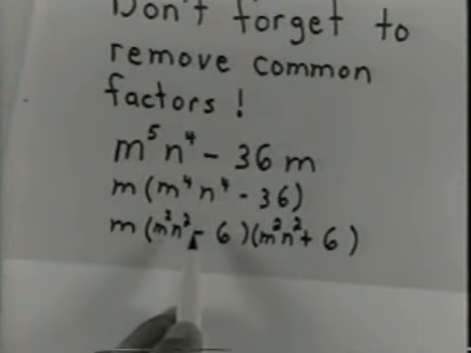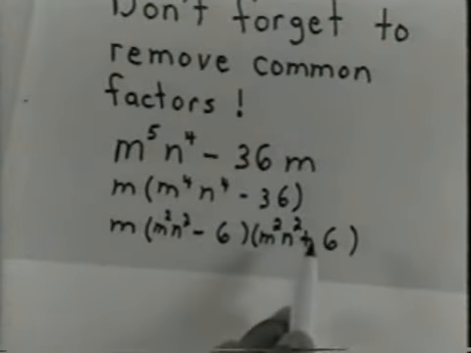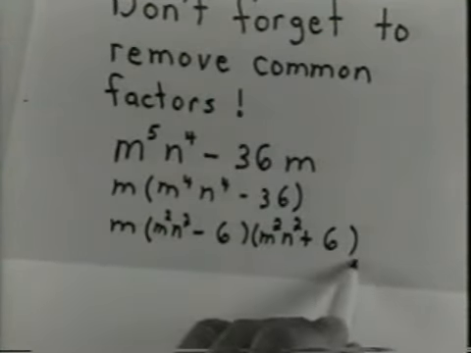Square root of the first minus the square root of the second, square root of the first plus the square root of the second.